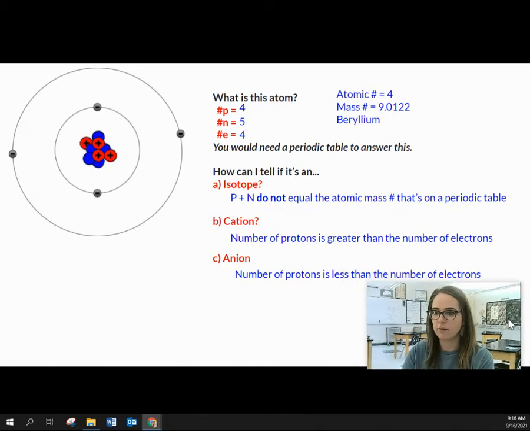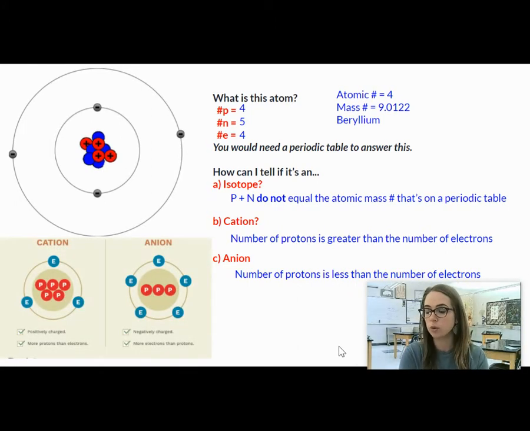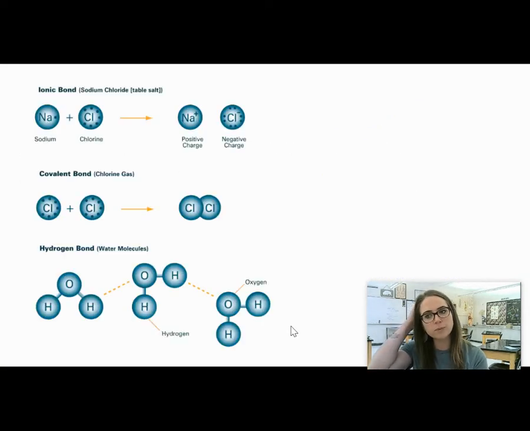And here's just a little graphic to show you what that might look like. You will see something similar to this on the test. I'm going to give you an atom and ask you if it's a cation, anion, or isotope. What you're going to be looking at is the number of protons, neutrons, and electrons to figure that out. So in this case, this guy, a cation, is positively charged because I have 5 protons and 3 electrons. More protons than electrons. This guy's an anion because I have more negative electrons than positive protons, so it has an overall negative charge. Just a little review for you.